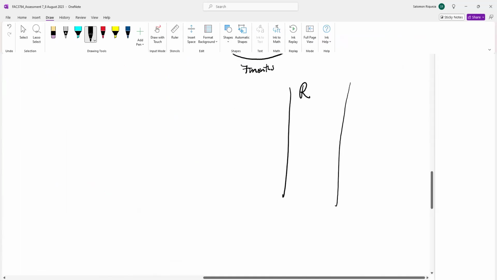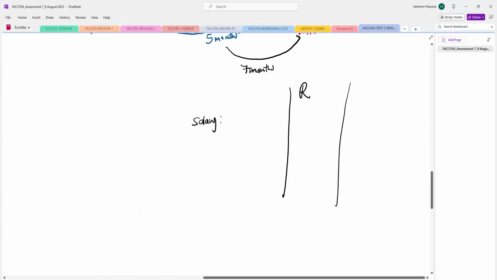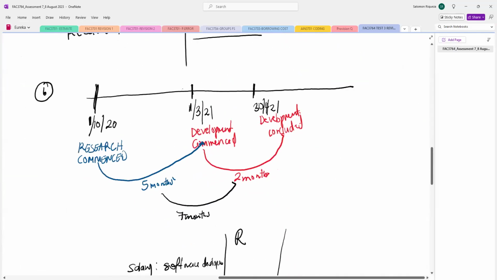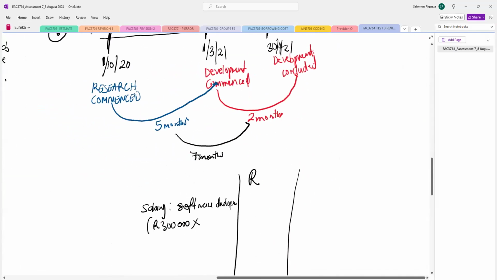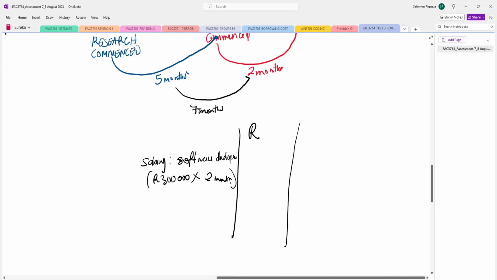Salary, software developer. All right, so this software developer gets 300,000 per month, and my development period only took 2 months. So I'm going to multiply this by 2 months. Okay, I think this one is straightforward. That will be 600,000. Right, so that was my expense number 1.